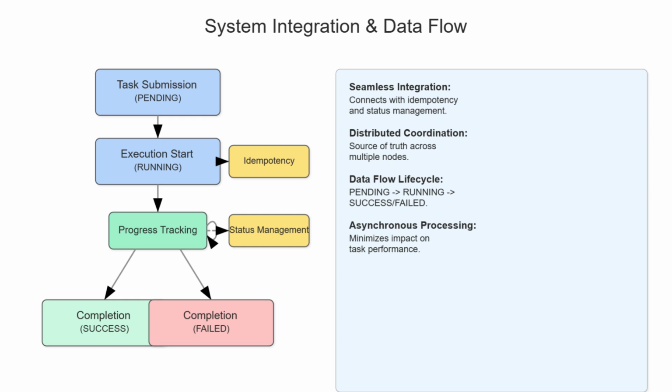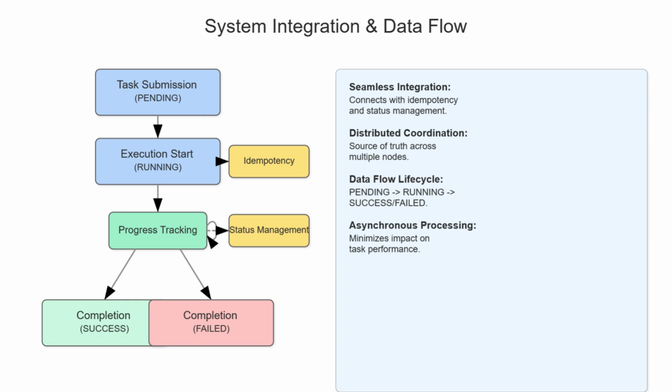The data flow lifecycle for a task execution record is straightforward. It starts as pending upon submission, transitions to running when a node picks it up, can have optional progress updates for long-running tasks, and finally concludes with a success or failed status. Crucially, this entire process uses asynchronous processing to avoid adding significant overhead or impacting the performance of the actual tasks being executed. This thoughtful integration ensures that tracking is a powerful yet non-intrusive part of your system.